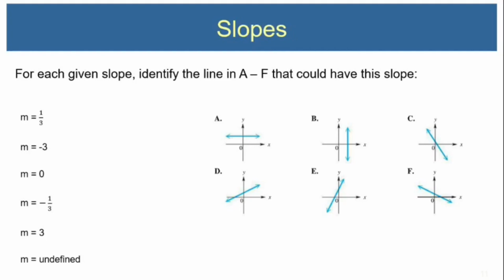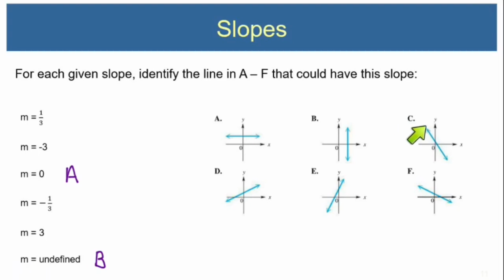So first of all, I noticed that graph A is a completely horizontal line, and I know that horizontal lines always have a slope of 0. So I'm going to go ahead and match up graph A with the slope m equals 0. And then I notice that graph B is a completely vertical line. So I know that vertical lines always have an undefined slope, so I'm going to go ahead and match up graph B with a slope of undefined.